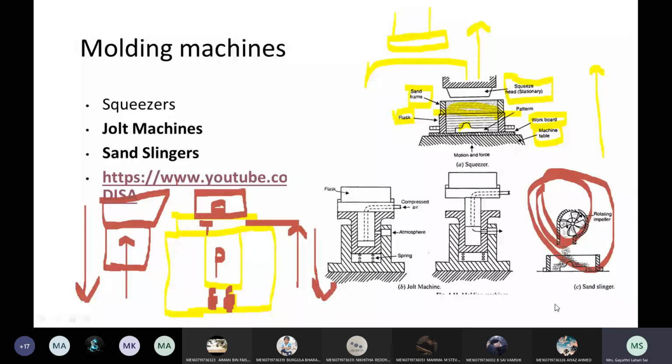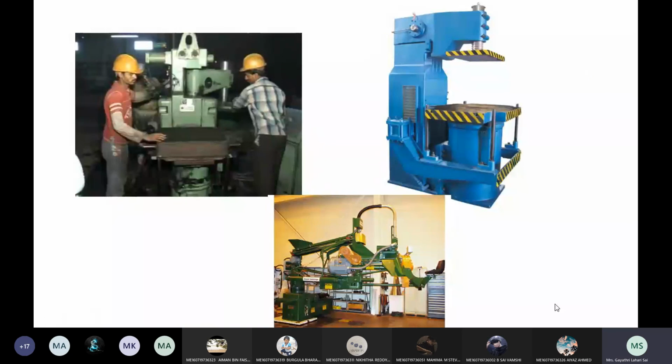What I had shown in the video is a combination of jolting and squeezing. Is it clear? Yes. So these are the machines. The first one is the jolting machine. The second, blue colored one is the jolting and squeezing. And the third one, the green colored one, is the sand slinger machine. If you see there, there is an impeller that is being rotated, and to the bottom of that, based on the distance and the speed of the sand being sprinkled, they will be placing the flask. Right?